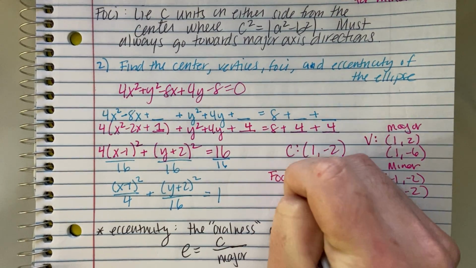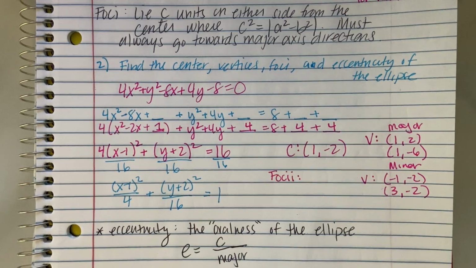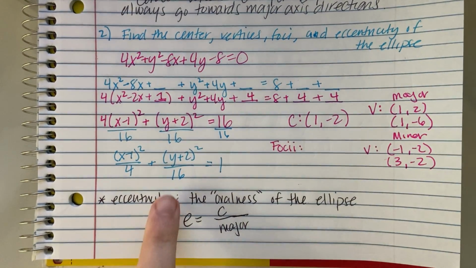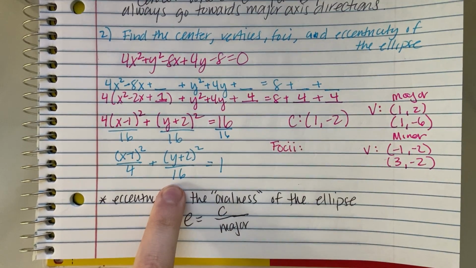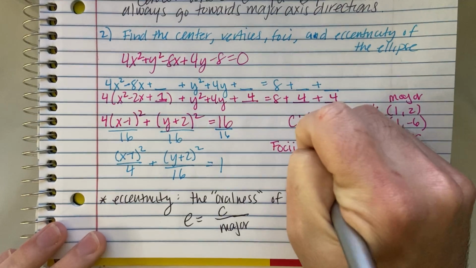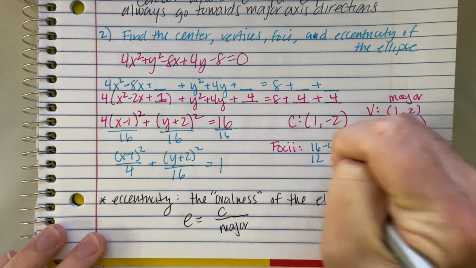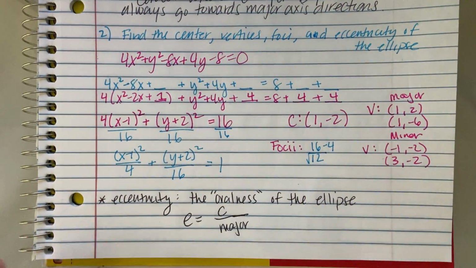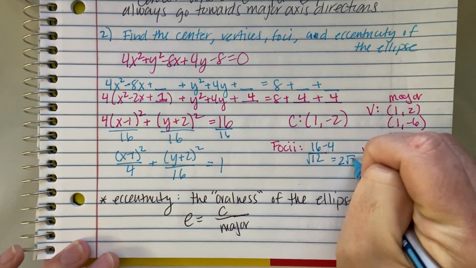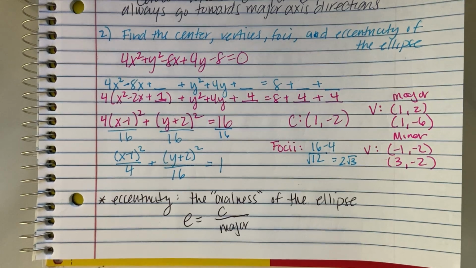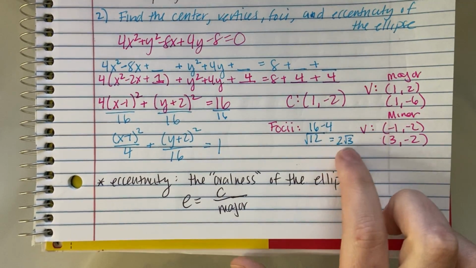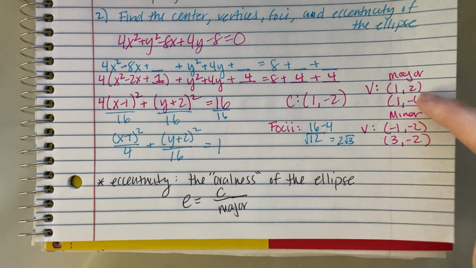The foci. To find the foci, I need to take my b squared minus a squared, my bigger one minus my smaller one. So what's 16 minus 4? It's 12. And take the square root of that. The square root of 12 is 2 square roots of 3. I'm going to leave it like that. Can't simplify it further. You could get a decimal. And this is how far from the center I go out in the major direction.